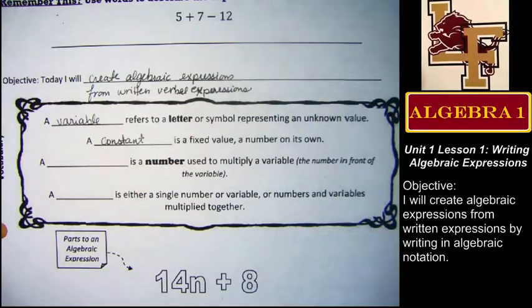And it's going to look like a number that you're already familiar with. 1, 2, 3, 4, 5. Maybe it's negatives, -10, -4.